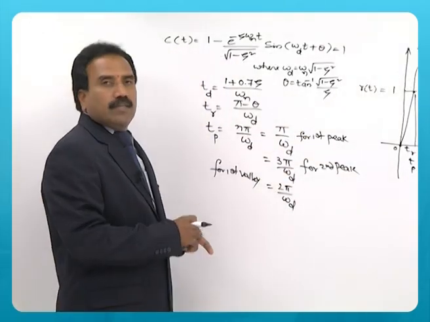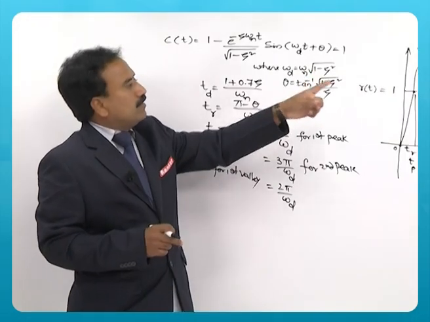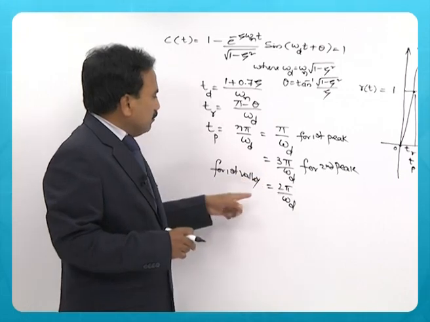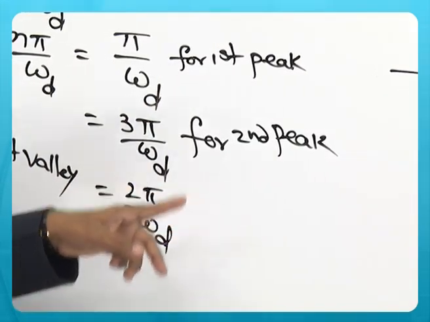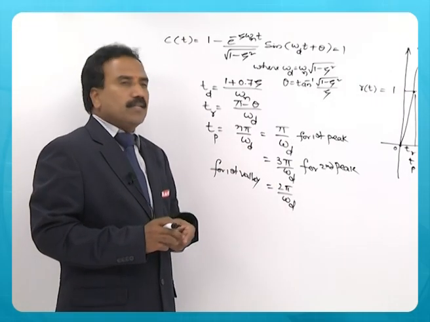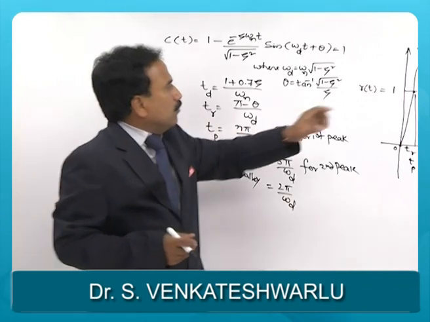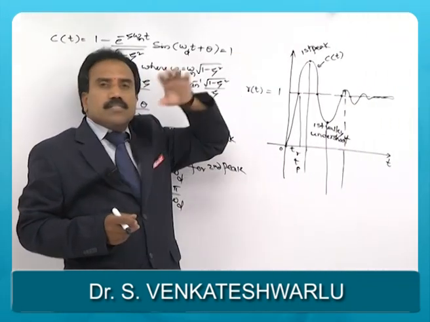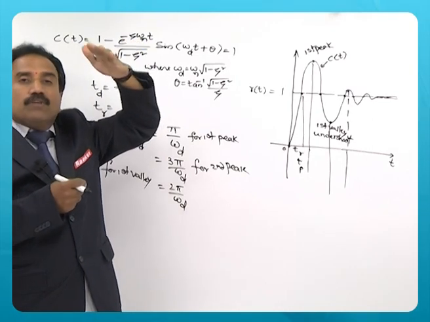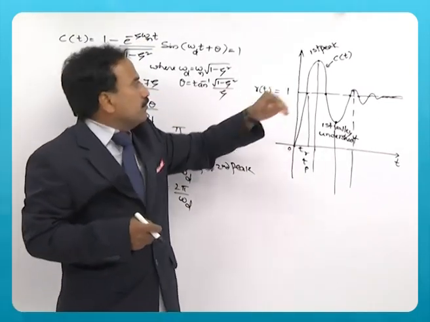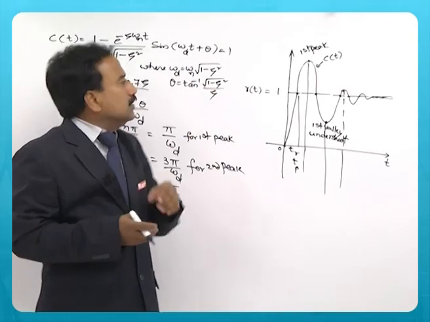So that way you can remember n is equal to 1, 3, 5 for peak overshoots, and for peak undershoots, for valleys it will be 2 pi, 4 pi and so on. But the general formula, because we are more worried about the first peak, because the system should withstand that highest value. So we must take care that this peak overshoot should be within the limits.